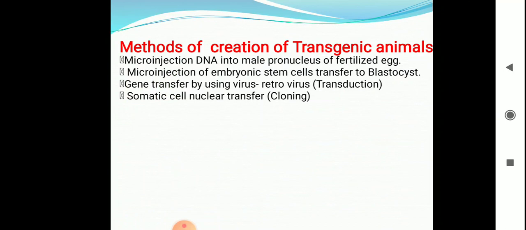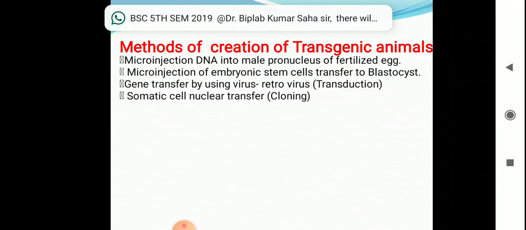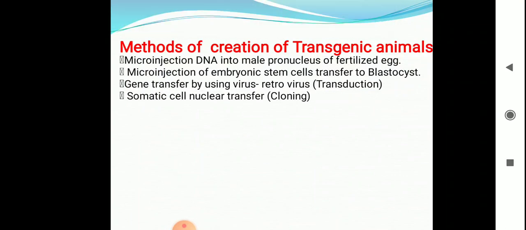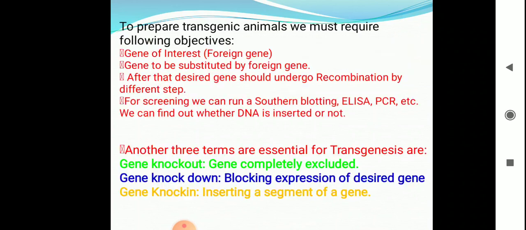So in microengineering, there are four main methods. There are many methods, but the main four are: microinjection of DNA into the male pronucleus of the fertilized egg; second, microinjection of embryonic stem cells transferred to the blastocyst; and gene transfer using viruses or retroviral transduction, and somatic cell nuclear transfer, cloning. So there are four methods for the creation of transgenic animals.